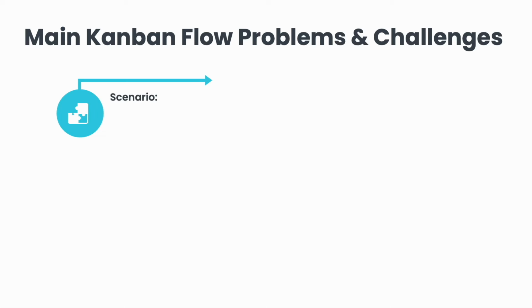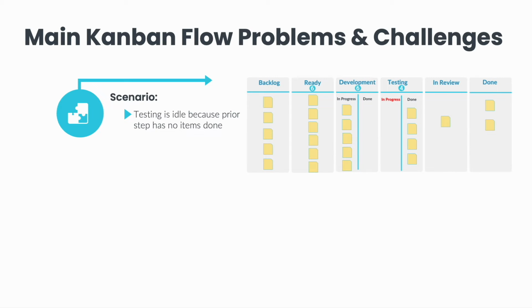In this section, we will look at the main Kanban flow problems and challenges. In this scenario, testing is blocked because the prior step has no items done. In this case, the quality assurance engineers have finished their user stories and no other work items are done from the development side. As you can see, the dev done columns are empty and the developers are all working on in-progress items.